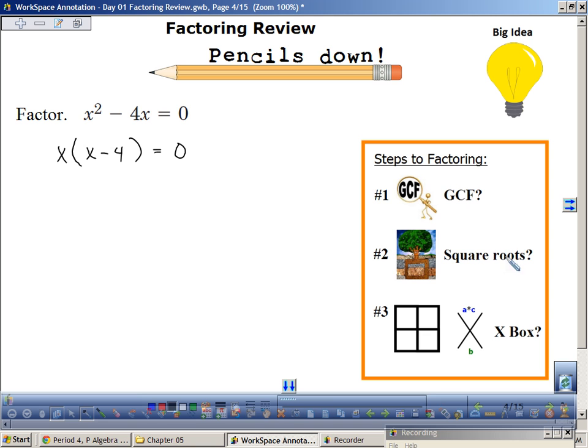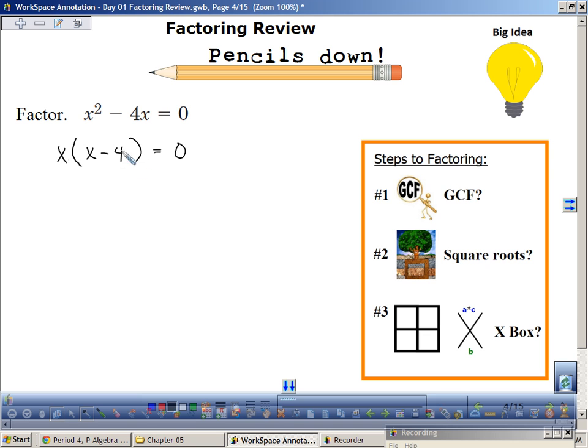All right, I need to look for square roots. Do I have any square roots? No, you don't. Do I need to factor this anymore? Number 3 is factor it. It's basically already factored, correct?